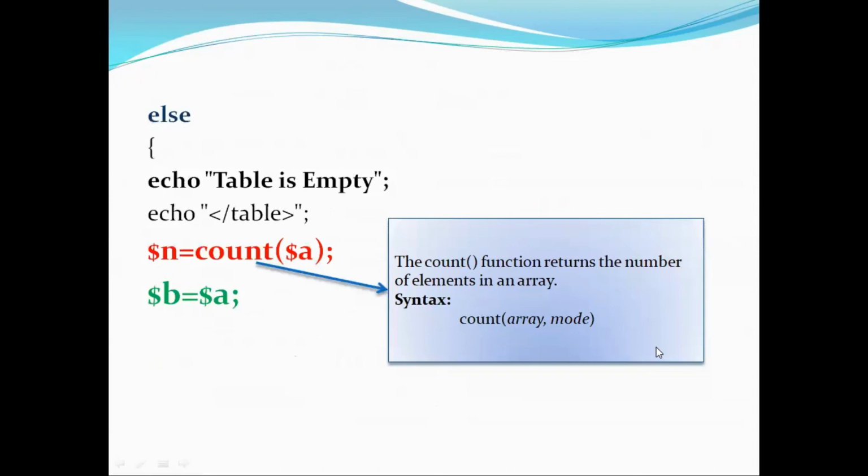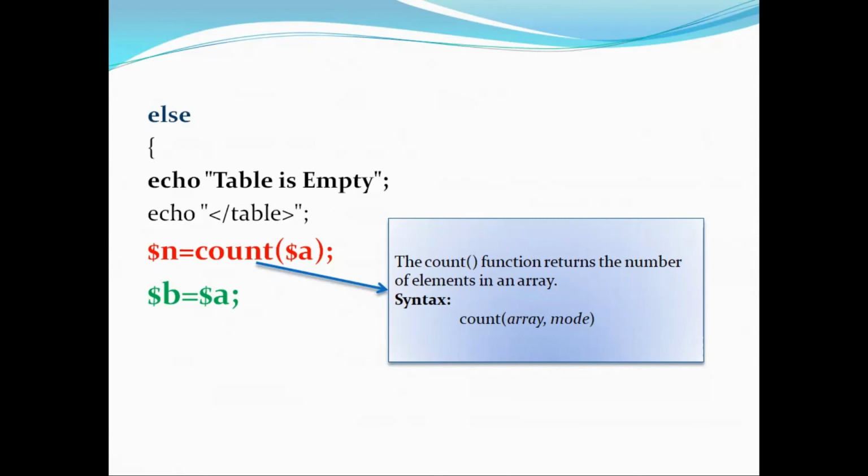After that, just look at that. I need to count the elements which are present in A. In order to sort the student records, I am fetching only the USN of the students. Later on, I need to count how many USNs are present in order to sort them using selection sort. So in order to count them, I am using the function count of $A.